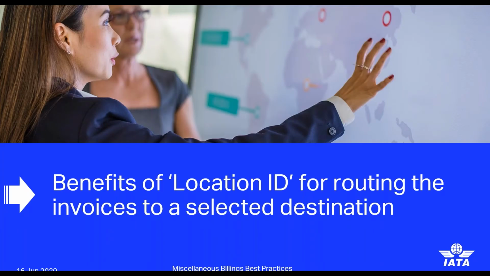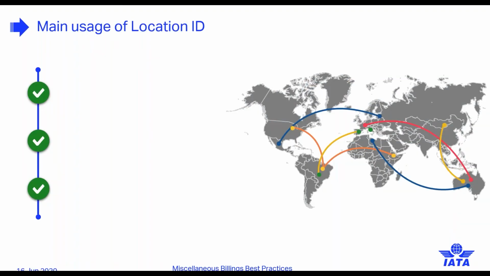So my first item is about the benefit of location ID. It's very important for us because this allows us to meet the airline demand. Every airline has a different setup, a different organization. Some of them are centralized, some of them are decentralized, and depending on the nature of the costs, a different team or different people or different systems are used.